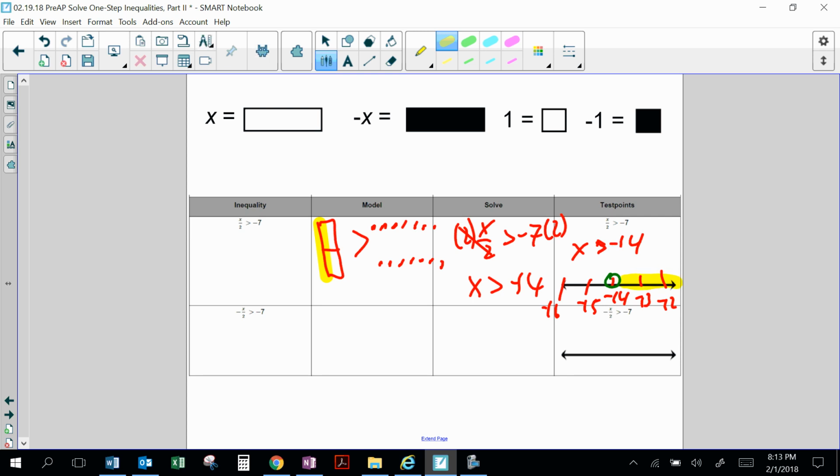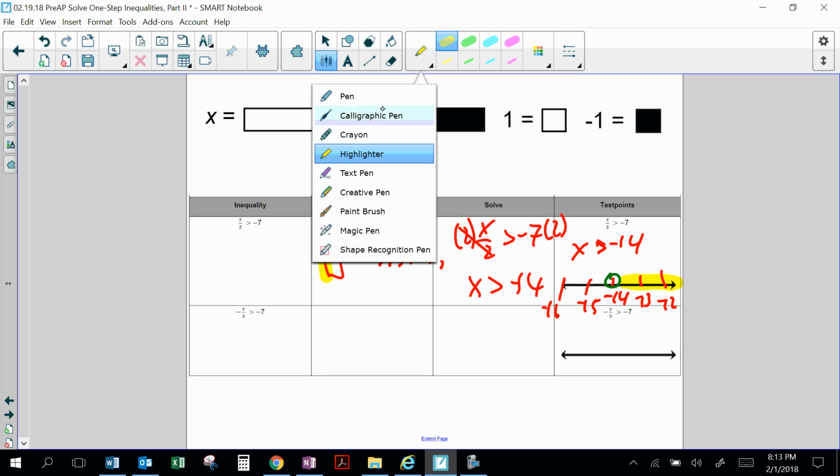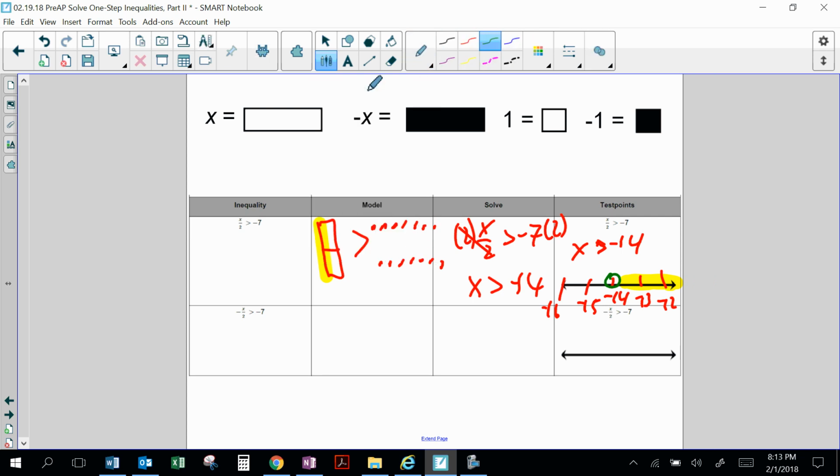Well, the positive numbers here. If you keep on going, you'll reach the positive numbers. Let's use test points to see if we did it correctly. Let's use negative 12. Negative 12 divided by 2 is negative 6, bigger than negative 7. And next one, you have negative halves.